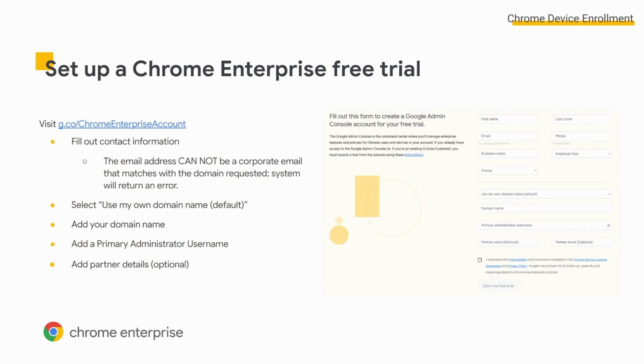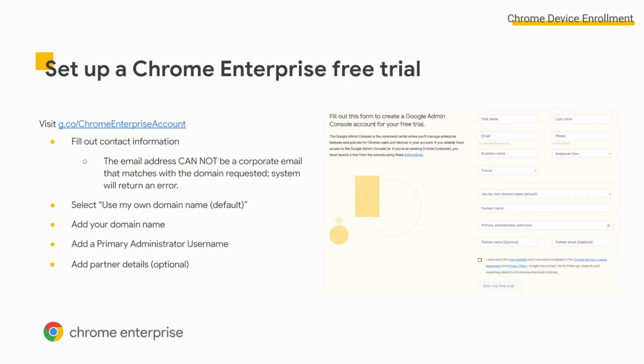So, how to create your Chrome Enterprise free trial access? The first step is to go to the following URL, g.co/ChromeEnterpriseAccount. From this page, you will need to fill out contact information, but be careful. The email address cannot be a corporate email that matches the domain requested. The system will return an error. Then select Use my home domain name by default and add the name of your domain. Add a primary administrator username, and finally you can add partner details if you want.